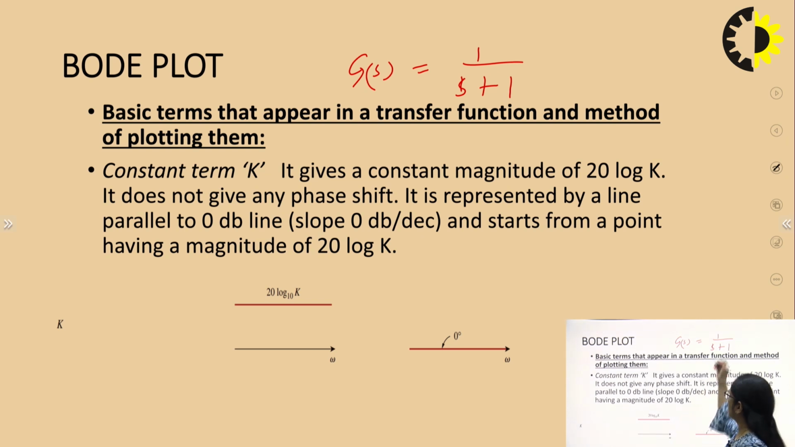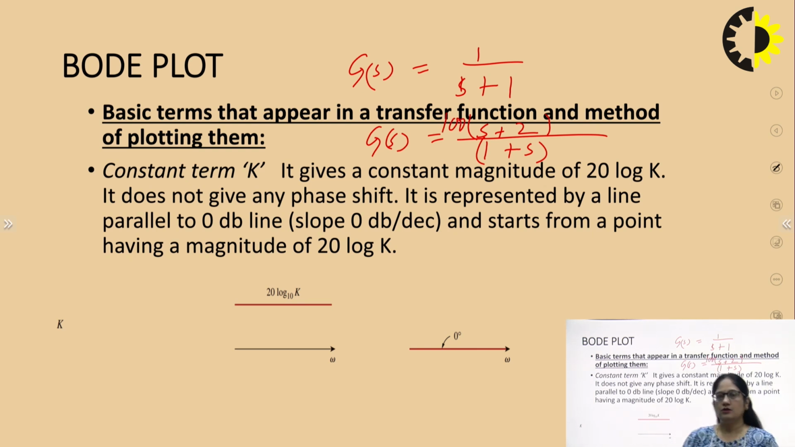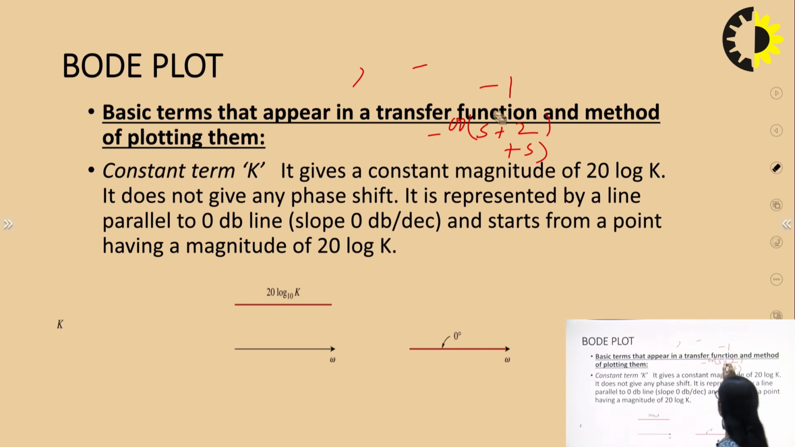These are the terms, or you may have a transfer function of the form G(s) = 100(s+2)/(1+s), with a gain factor 100. So, the transfer function may involve various different factors, and we are going to understand here how we plot the magnitude and the phase for individual different terms. We will start with the first one.